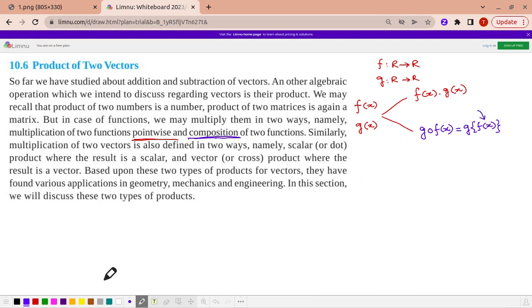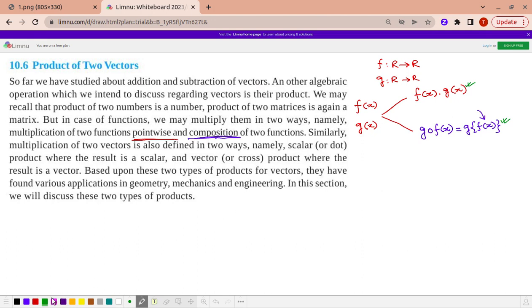If you notice, dear students, in pointwise multiplication the result is a real number, whereas in a composition of two functions, whatever we get is a function. So we see that based on the methodology of the multiplication, sometimes we get a real number, sometimes we get a function. This is exactly what happens in the case of a product of two vectors.